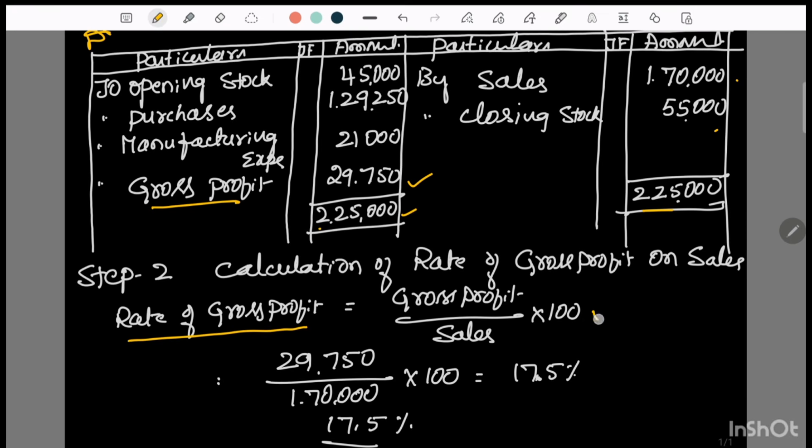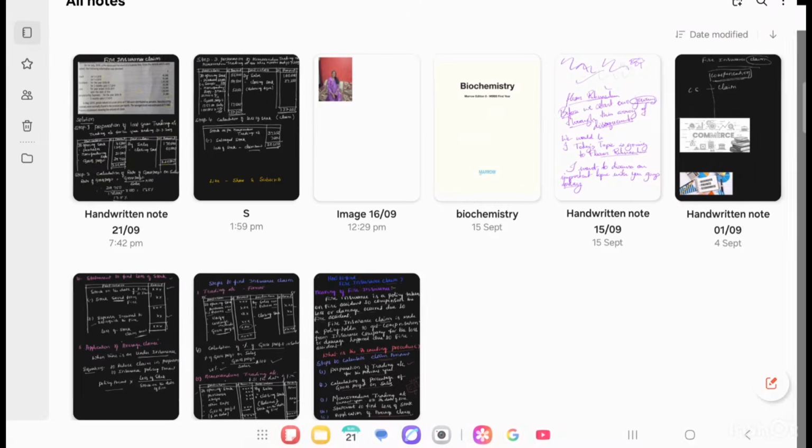So this is a common equation. What is that equation? Gross profit divided by sales into 100. It's the equation to find the percentage of gross profit on sales. So 29,750 is the gross profit, sales of the previous year 1,70,000, into 100, so that you'll get 17.5%. This is to be considered to find the rate.